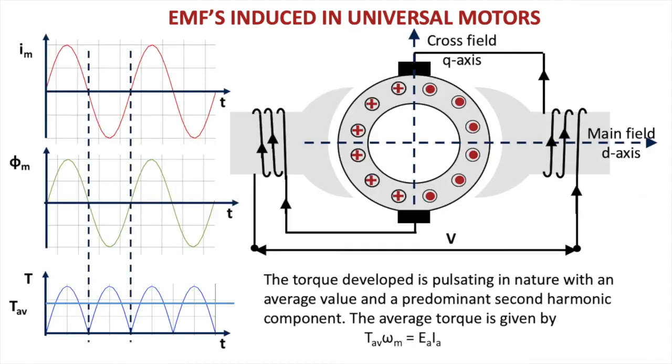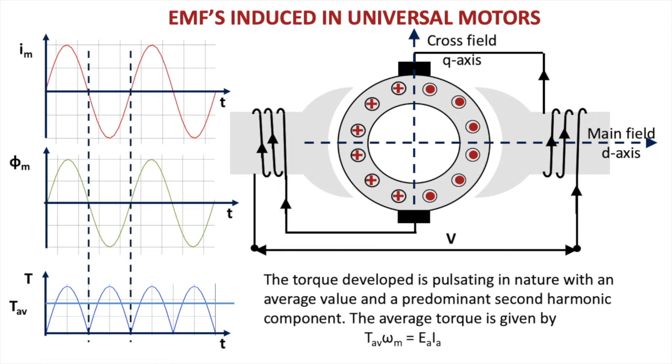Now here you can see the induced EMF in the universal motors. You can see the universal motor. You are giving the supply to the field and the armature is connected in series. The main current is AC, therefore the flux will also be AC, and the torque produced will be a pulsating one because it is the current into the flux.